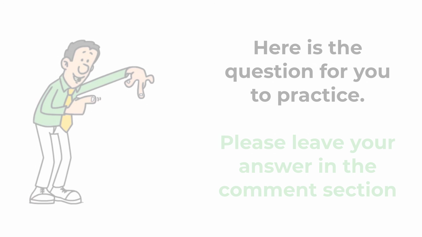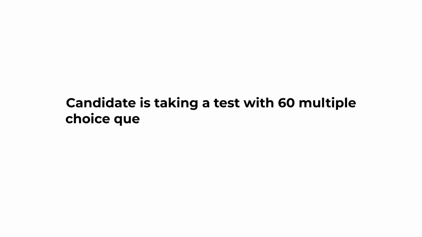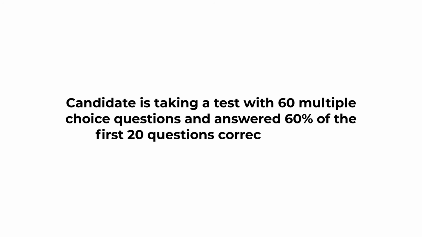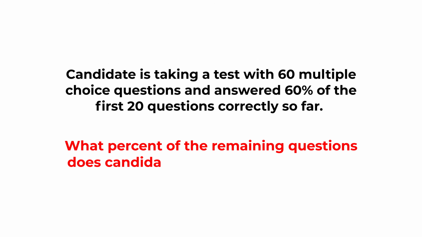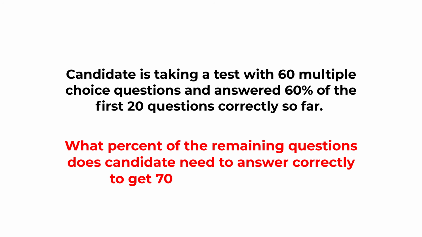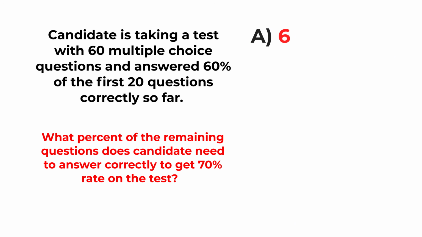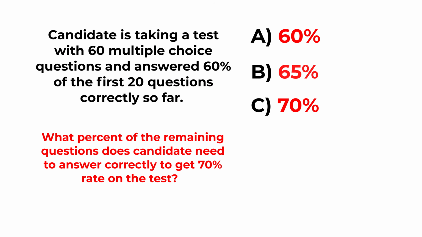Here's the question. Candidate, imagine yourself, is taking a test with 60 multiple choice questions and so far answered 60% of the first 20 questions correctly. What percent of the remaining questions does candidate need to answer correctly to get 70% rate on the test? You're presented with 4 different choices. Choice A, 60%, choice B, 65%, choice C, 70%, and choice D, 75%.